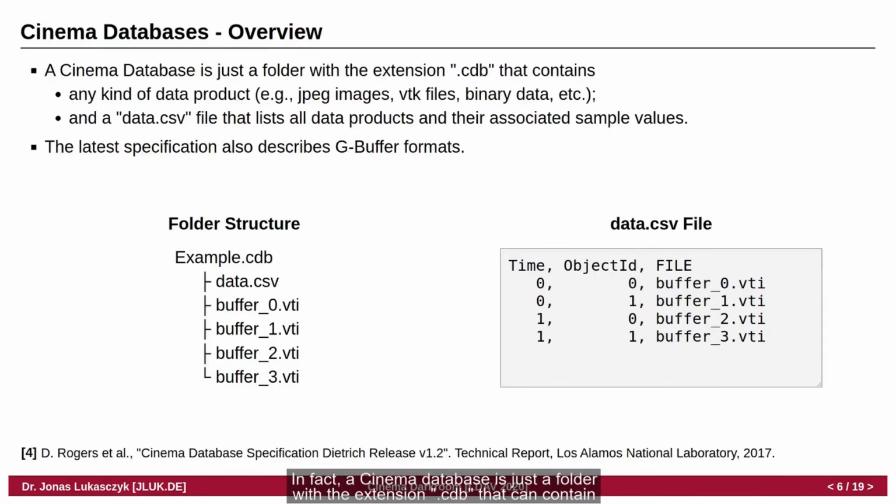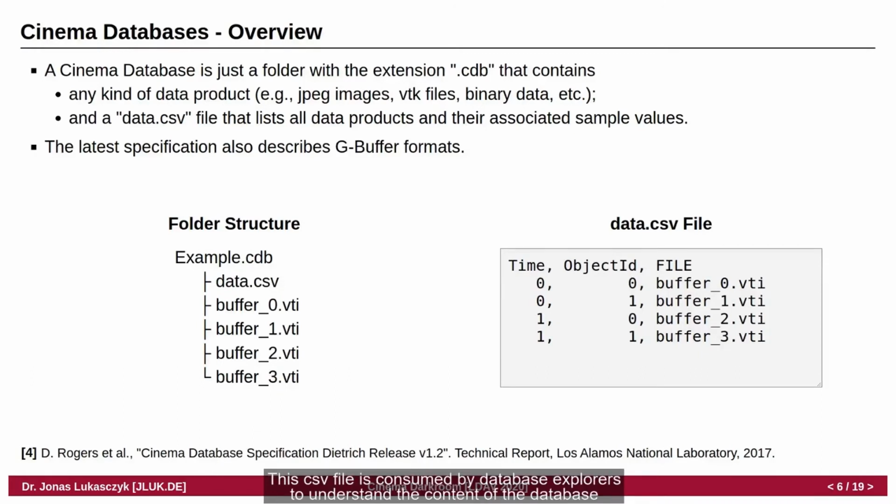In fact, a cinema database is just a folder with the extension .cdb that can contain any kind of data product, for example JPEG images, VTK files, raw binary data, and so on. The only special thing is that the folder has to contain a data.csv file that has a column named file that records the relative path to all data products, and any number of additional columns that record associated sample values of the data products, such as their corresponding cycle time, object ID, and whatsoever.